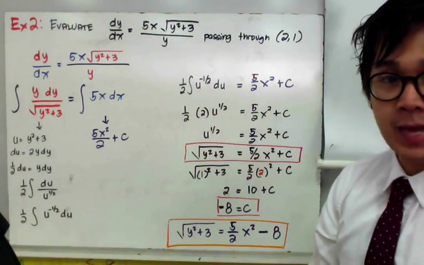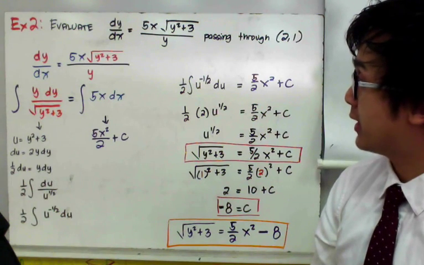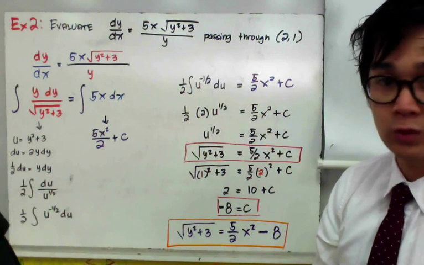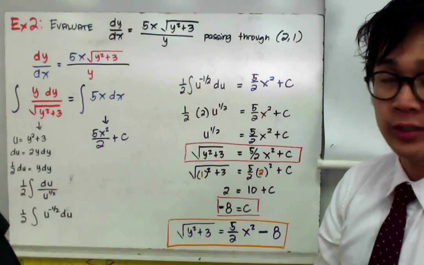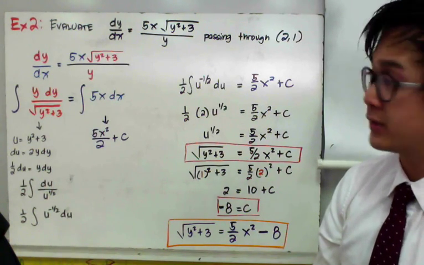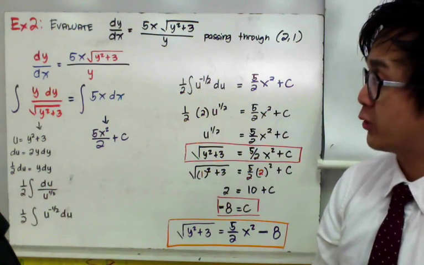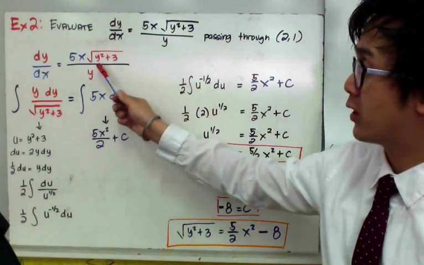Now in our second example, we have our equation of the slope of the function, which is 5x times the square root of y squared plus 3 all over y, passing through the point (2, 1). Now, the first step that we're going to be working on is to integrate our function so we can find our function y. So we have dy all over dx equal to 5x times square root of y squared plus 3 all over y.